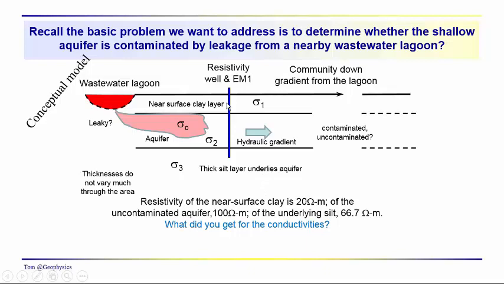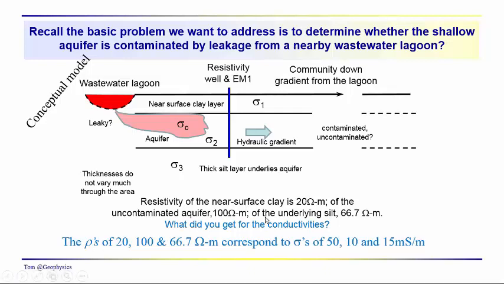And based on the resistivity log, the log analysis tells us that we have a clay with 20 ohm meter resistivity, an uncontaminated aquifer here with a resistivity of 100 ohm meters, and the resistivity of the underlying silt of 66.7 ohm meters. So this is a good opportunity to see if you can remember how to make these conversions from resistivity to conductivity. So take a couple minutes and give that a shot.